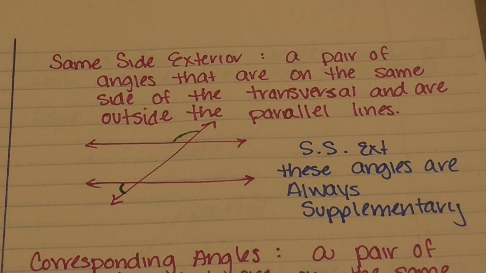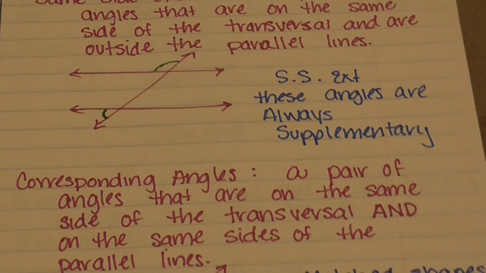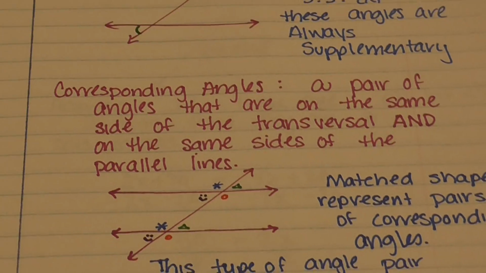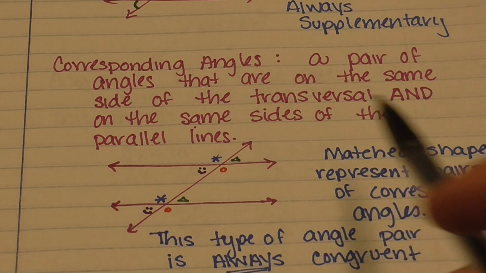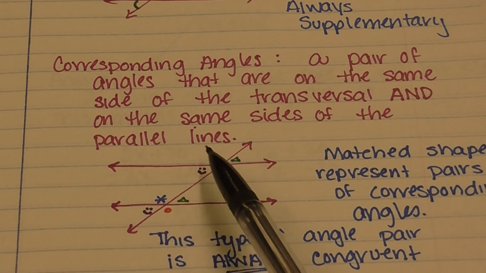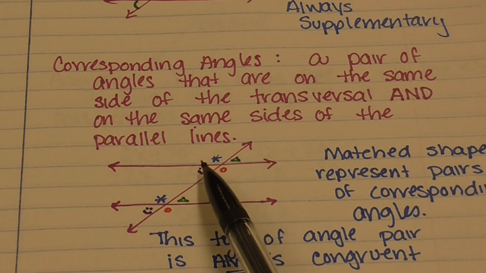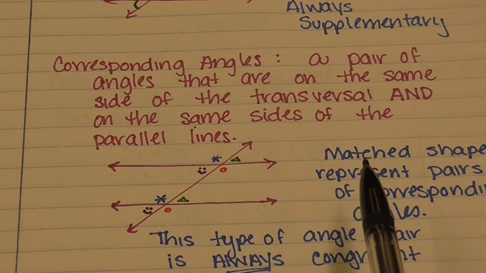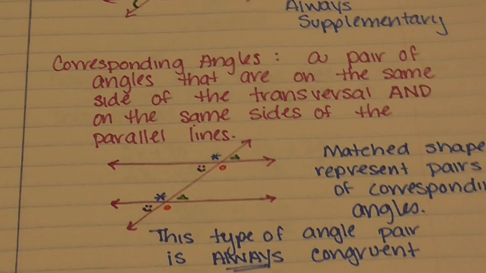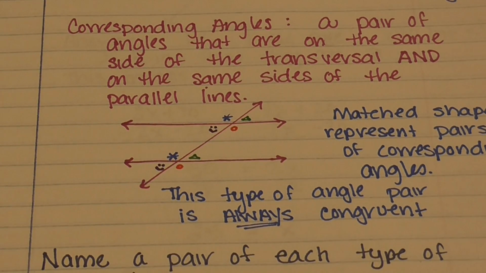One last type, corresponding angles. A pair of angles that are on the same side of the transversal and on the same side of parallel lines. So what I did is I used some symbols here. So the matched symbols represent pair of corresponding angles. So the two blue stars are corresponding. The two little smiley faces are corresponding. The little red dots are corresponding, and the little green triangles are corresponding. These guys are always congruent. Corresponding is always congruent.